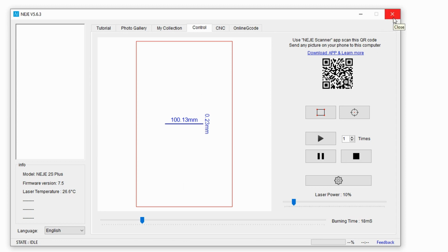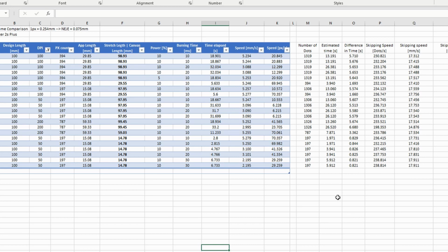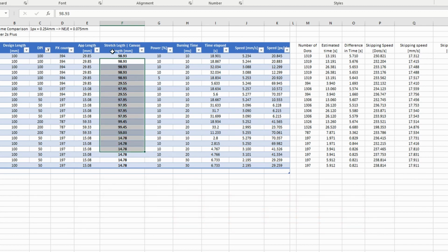So I suggest you export your designs at 339 DPI, in order to not have any scaling problem afterward. This was the first thing that I uncovered with the software. The software basically evaluates the number of dots and not the length. Whatever dimension it ends up being in your canvas, which I call stretch length or canvas length, is basically divided by the size of the dot, which is 0.075, and this gives you the number of dots.